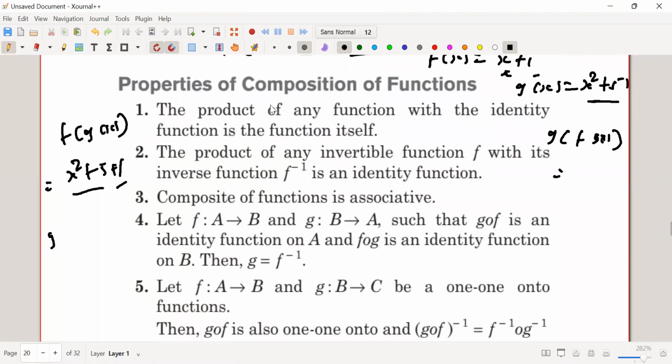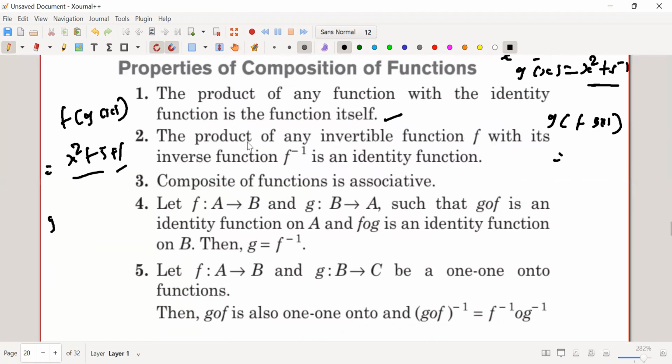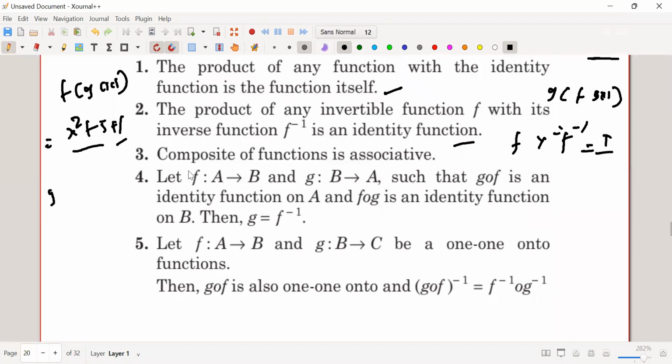Properties of composite function. The product of any function with the identity function is function itself. What is identity function? Function is the same. The product of any invertible function with its inverse function is an identity function. Always is identity function. Okay. Composite of function is associative. Again, interchange it. It's not commutative, but it's associative.